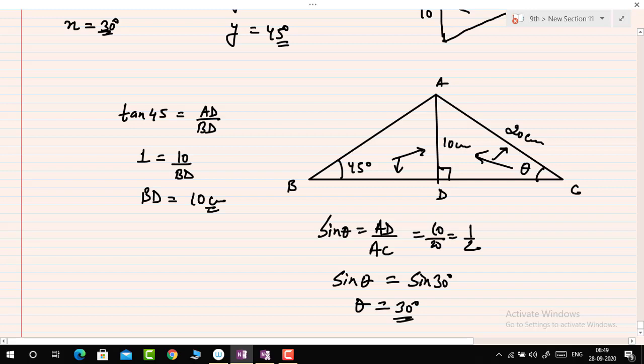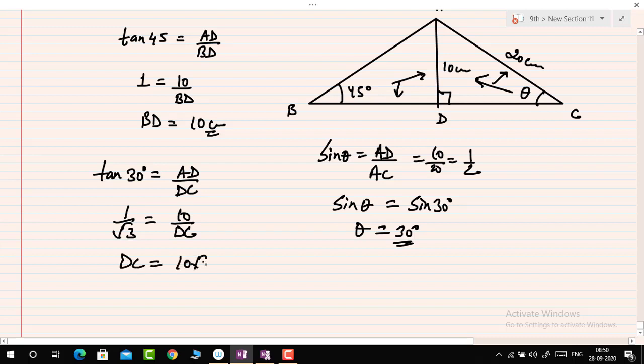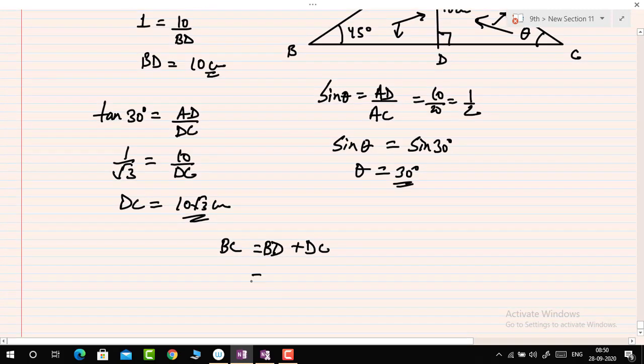Now we need to find the length of BC. So to find the length of BC, first we need to find DC. We know that now theta is 30, so tan 30 can be written AD upon DC, perpendicular upon base. Tan 30 is 1 by root 3, AD is 10, DC unknown, DC can be written 10 root 3 centimeter. So BC can be written BD plus DC, and we know the length of BD, it is 10 plus 10 root 3. We can take 10 common, so 10 times 1 plus root 3.